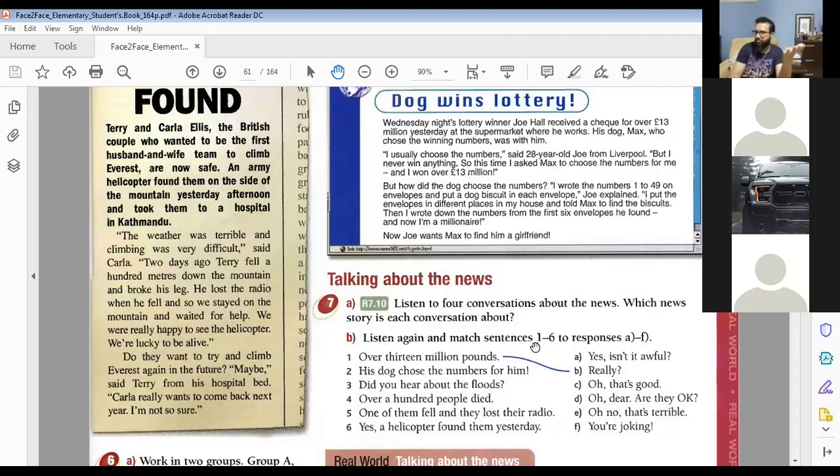What's the reason? Do dogs like envelopes? Anna, are you there? Yes. What does it mean, envelope? What does it mean? Joy explained. Okay, envelope, what does it mean? Envelopes in different places.